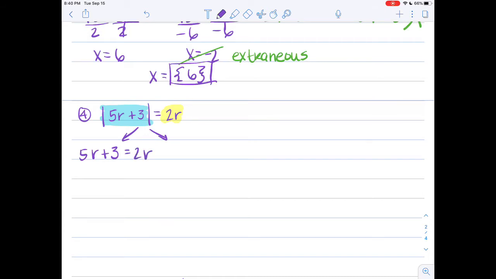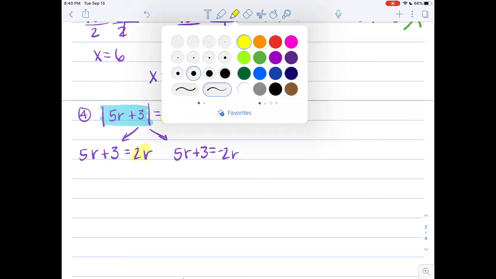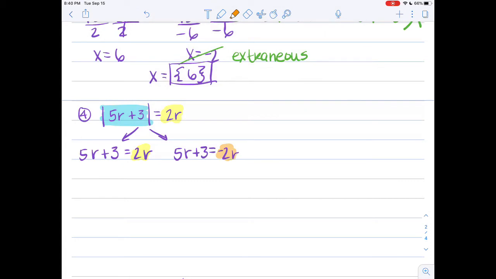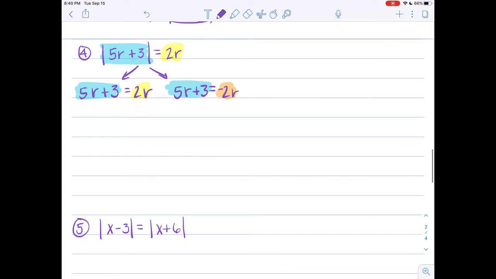So our positive is 5r plus 3 is equal to 2r. Our negative is that 5r plus 3 could equal negative 2r. Again, identifying a positive and then the opposite, a negative, on those two sides, and sticking with our original isolated absolute value, 5r plus 3. Let's go ahead and solve these two equations. So I'm going to subtract 5r from both sides, leaving me with 3 is equal to negative 3r, and dividing by negative 3, I'll get that r is equal to negative 1 when I simplify that.